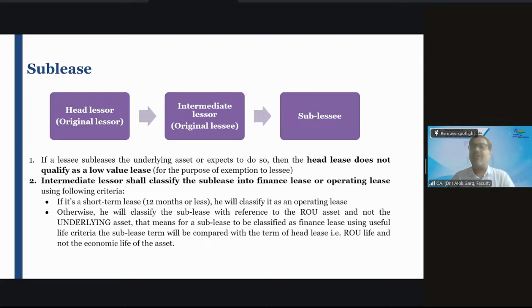So I will call it an intermediate lessor. For the first transaction, I am the original lessee. But for the second contract, I will become an intermediate lessor. And the students from whom I am collecting 25,000 rupees per month will become my sub-lessee. So friends, this is known as a sublease concept.